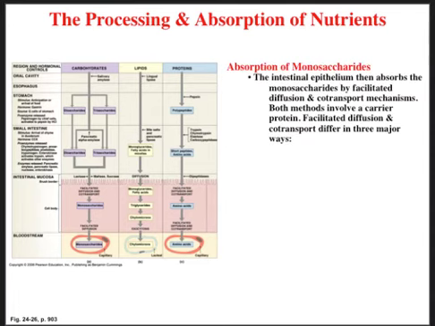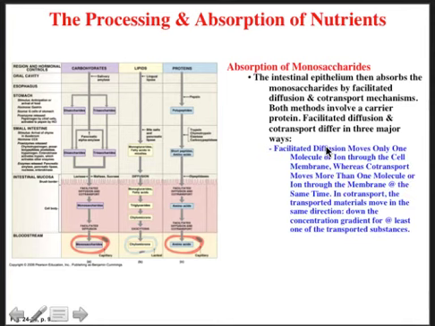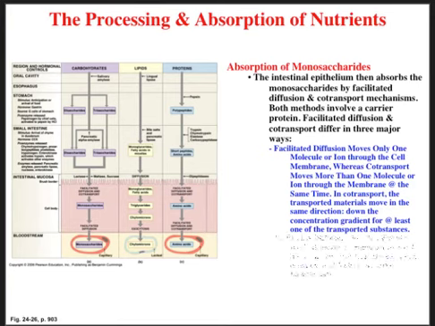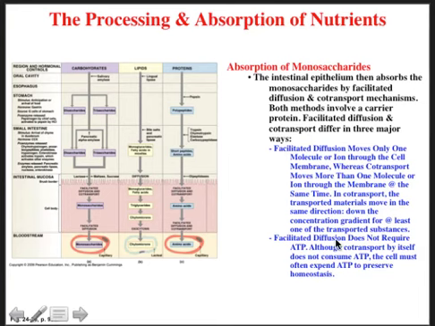The intestinal epithelium, which absorbs these monosaccharides, uses facilitated diffusion. Facilitated diffusion moves only one molecule or ion through the cell membrane. Co-transport moves more than one molecule or ion through the membrane at the same time. In co-transport, the transported materials move in the same direction down the concentration gradient for at least one of the transported substances. This does not require an energy source.